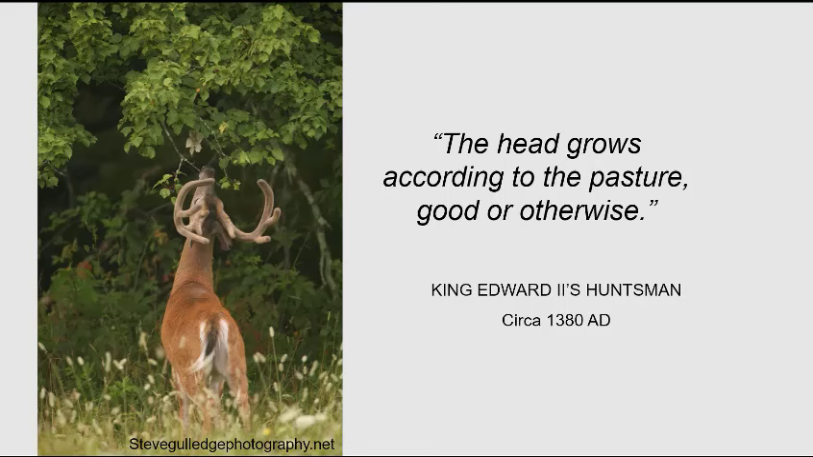A buck has a certain genetic potential for antler size and for body size at a given age. If he is on poor quality habitat, he will not be able to fulfill his potential for antler size and body growth. This buck is reaching up into some branches to pick up some food. It's probably not meeting its nutritional requirements for optimum growth.